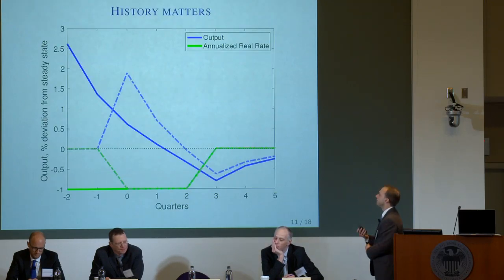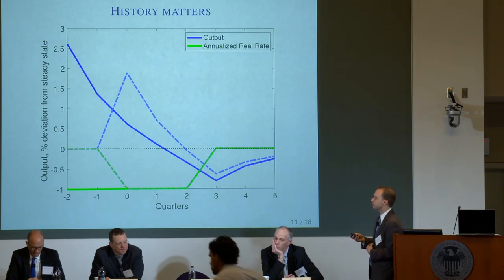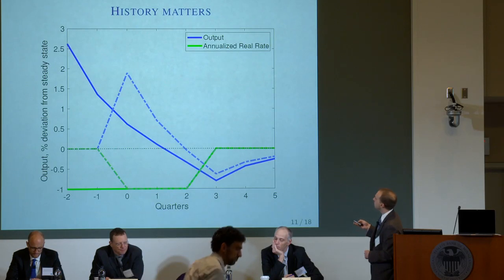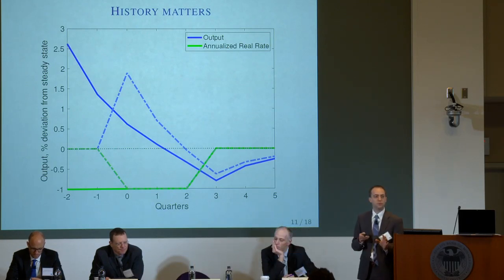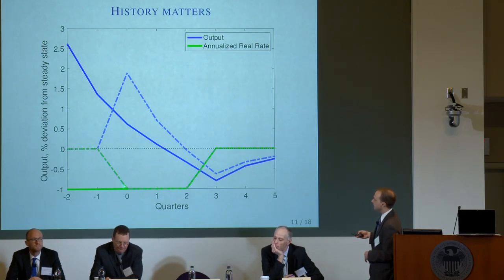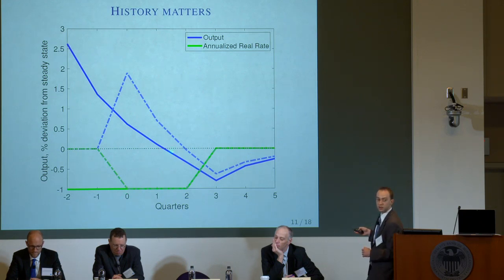Now let me show you some results that illustrate the fact that the history of rates matters. Here, the green lines show 2 different paths for the real interest rate. The dashed line cuts by 1 percentage point at date 0 and holds it low for 2 quarters. The solid line keeps the interest rate low for 2 previous quarters. Now, crucially, from date 0 onwards, they follow the same trajectory.